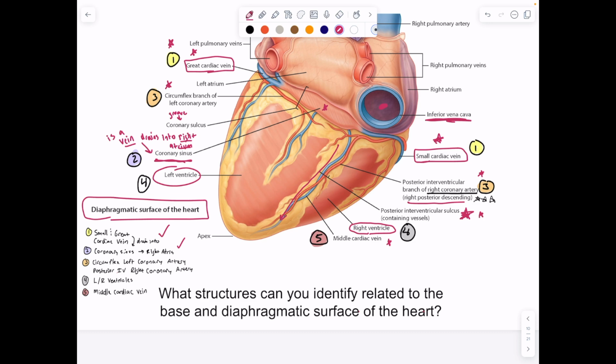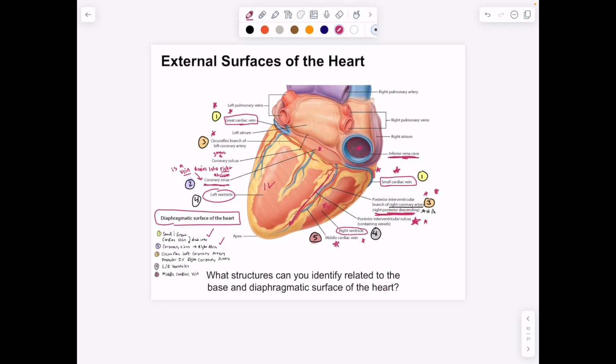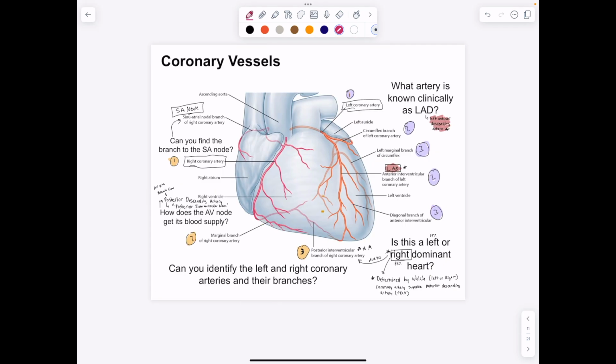The posterior IV sulcus is going to determine if you're right dominant or left dominant for your heart. This one is right dominant because this descending posterior branch through this sulcus is from the right coronary artery. If it were from the left, then it would be left dominant. All right, and another thing: this vein right here coming down is the middle cardiac vein, and pointing out, we have our left ventricle and our right ventricle over here. This is the surface that's going to be in contact with the diaphragm below the heart. All right, so this is basically what we talked about.